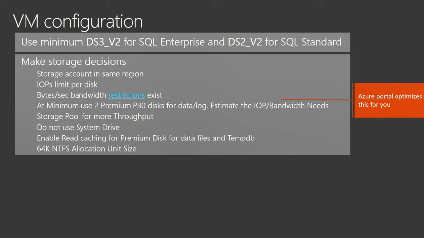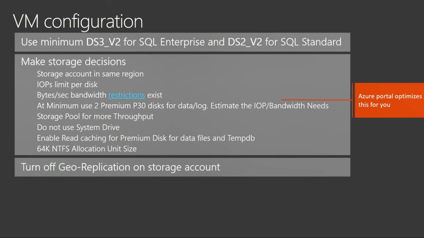And if you use our gallery images, and I showed you the drop down where you can pick the workload, it'll automatically optimize these things for you if you're going through that experience. Turn off geo-replication. I mentioned this again. If you're doing geo-replication for your storage, your data and log can be out of sync because they are not replicated as a single atomic unit. Each disk is replicated at its own frequency asynchronously. So your log and data may arrive at different times, and it'll break SQL's fundamental transactional ACID properties, and you will get unexpected behavior.